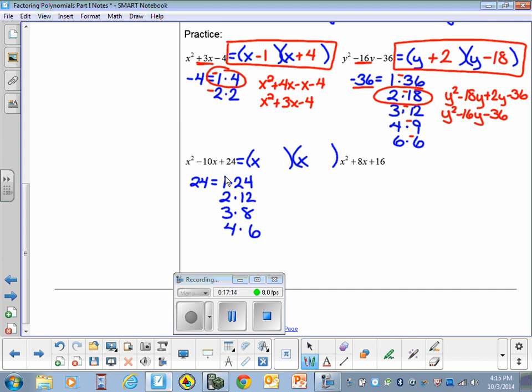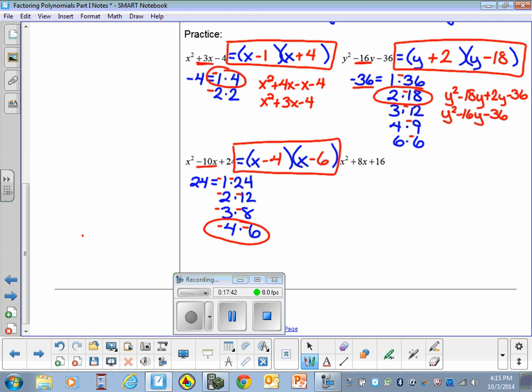Now, my 24 is positive. That means both of these numbers are positive, or both of these numbers are negative. When I look at B, I need them both to be negative. So which ones add up to 10? Negative 4 and negative 6. And when I FOIL this back, you can see that you're correct.